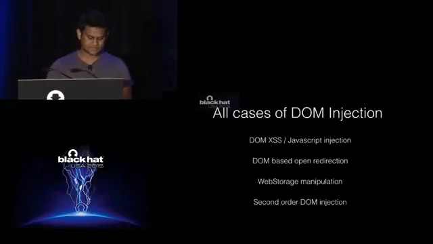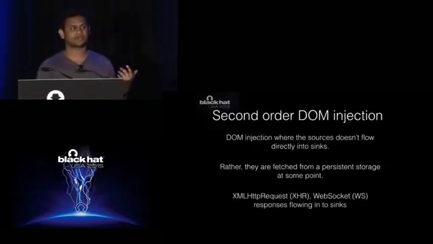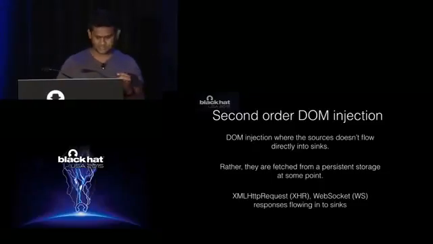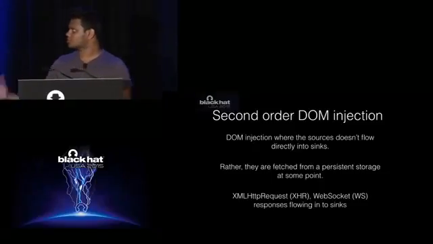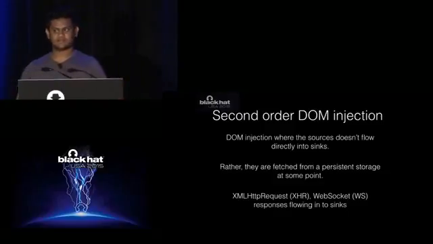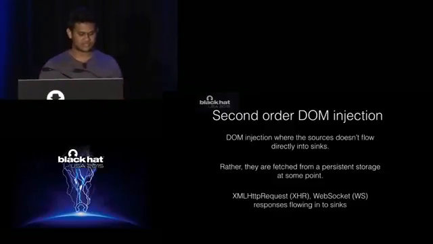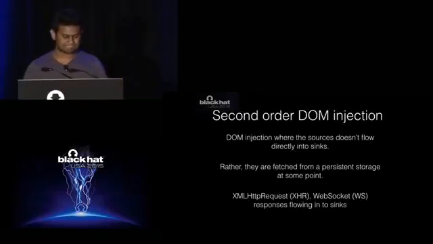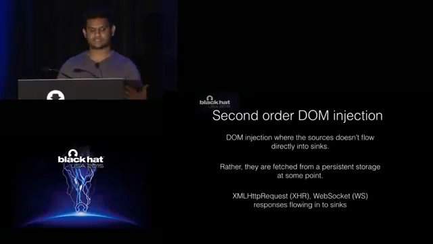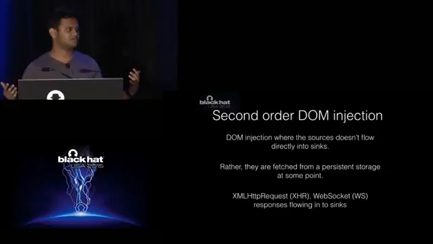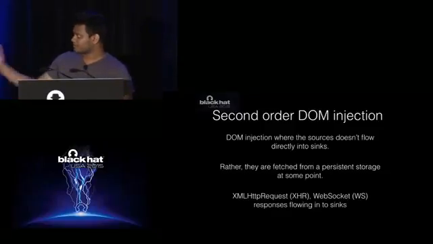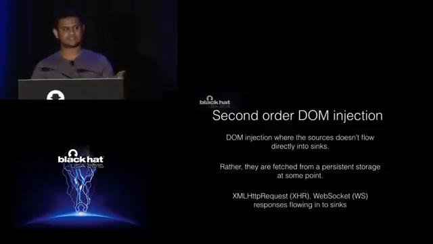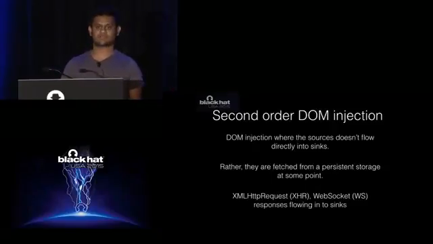Every kind of HTML5 API manipulation: local storage, WebSockets, things like that. And specifically, I wanted to talk about second-order DOM injection. This is a common thing which is mostly missed by the usual DOM XSS scanners because the source actually comes very delayed. By second-order DOM injection, I mean it's like the second-order SQL injections that we used to hear about. Rather than having a source and sink directly on the DOM, your source is delayed in the sense that it comes from persistent storage.